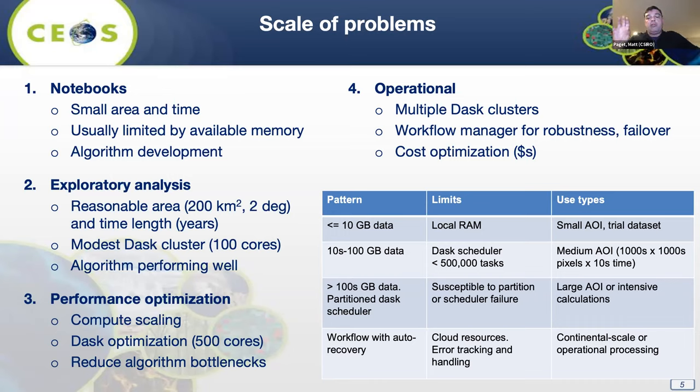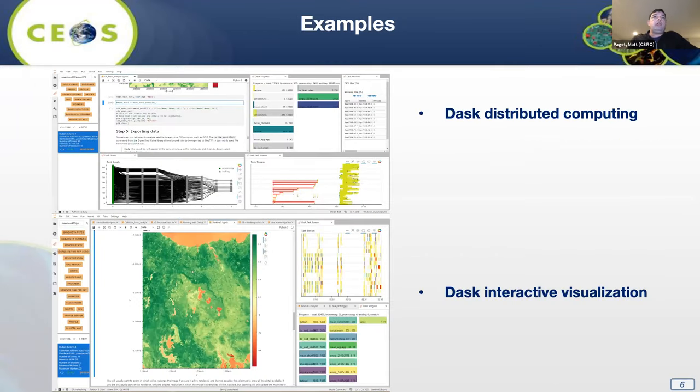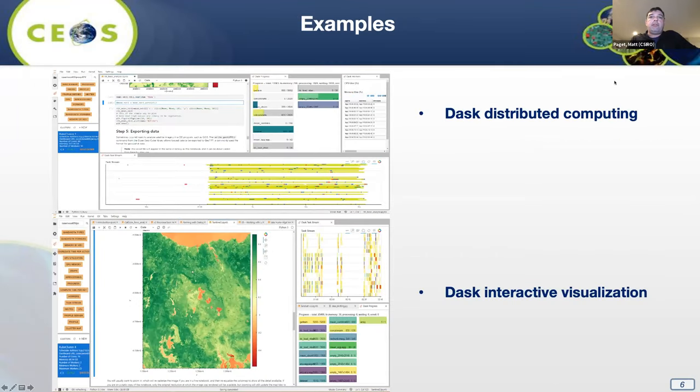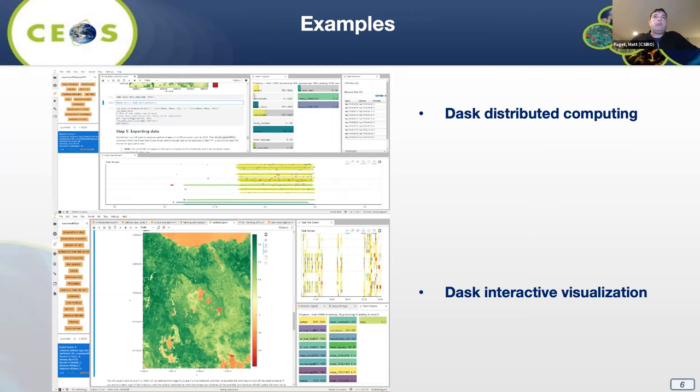The table in the bottom right is another view on some of these aspects, but with a slightly more technical bent to the numbers. So here are a couple of examples. These are just video screenshots of our Dask processing.